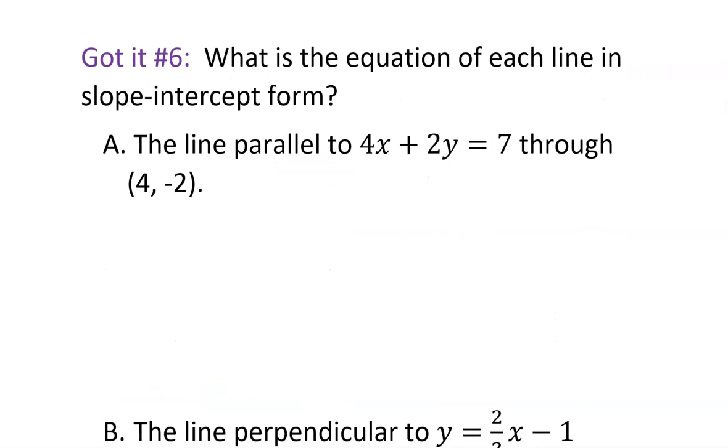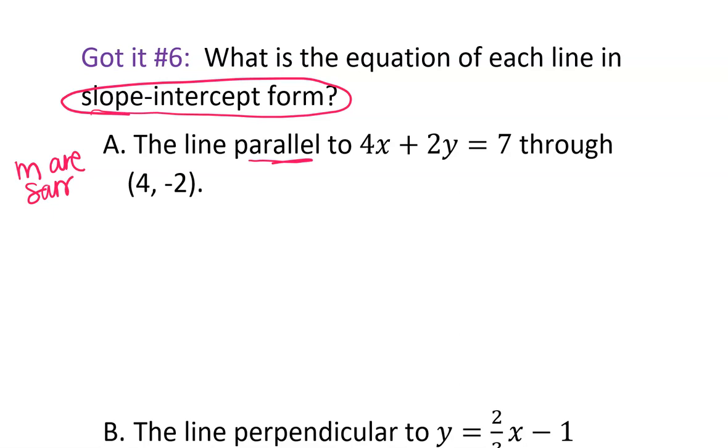Let's pause the video. You can practice Got It question number 6. Come back and check it to see if you got it. So again, we want slope-intercept form. So we want a line parallel. Parallel means the slopes are the same.